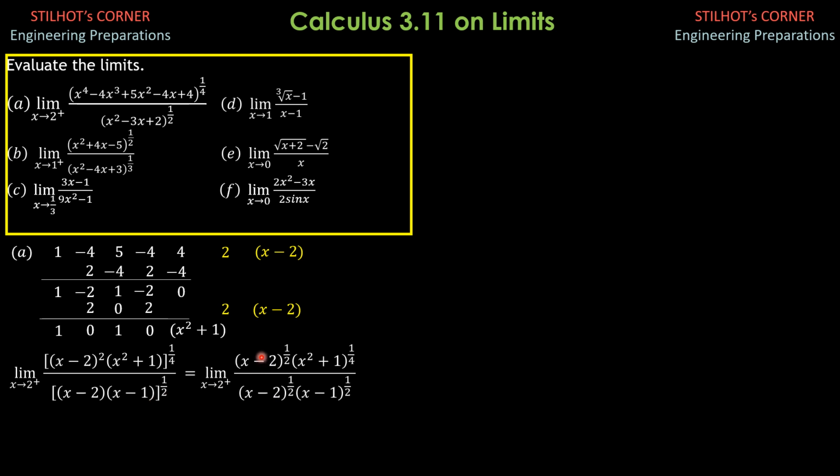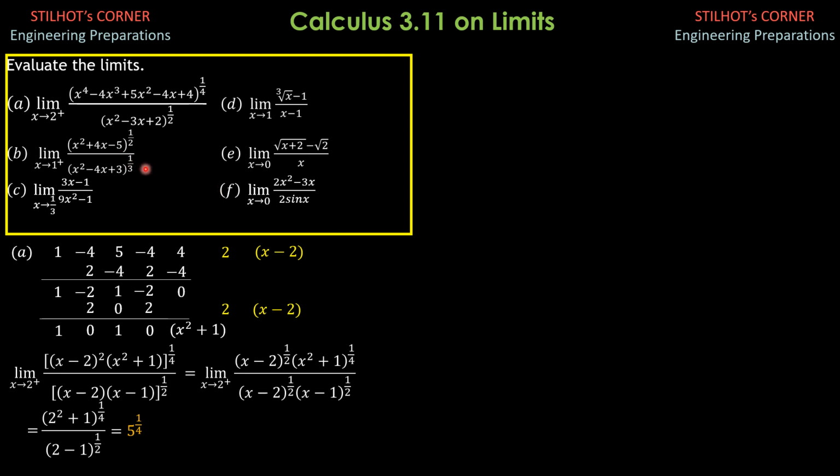So we can cancel x minus 2 to the 1/2. And when x approaches 2, the denominator does not approach 0 anymore, as well as the numerator. So it is now safe to substitute 2. So the limit would now be 2 squared plus 1 quantity to the 1/4 over 2 minus 1 to the 1/2. 2 minus 1 is 1, and 1 to the 1/2 is still 1. The numerator is 4 plus 1, 5. 5 to the 1/4 over 1 is 5 to the 1/4. So the limit is 5 to the 1/4.